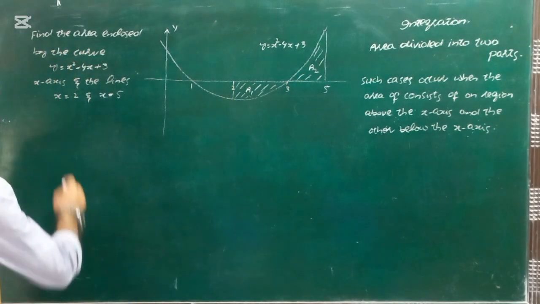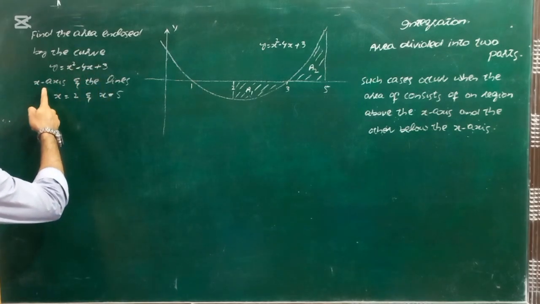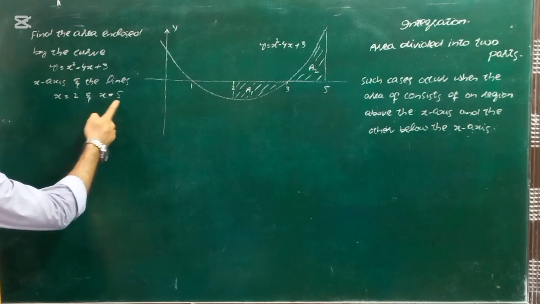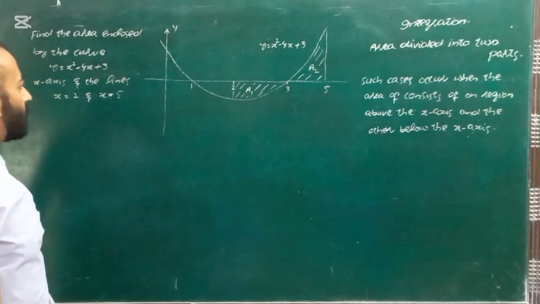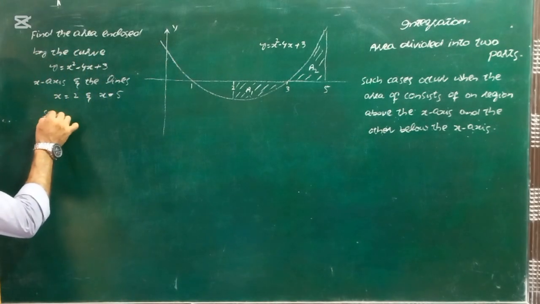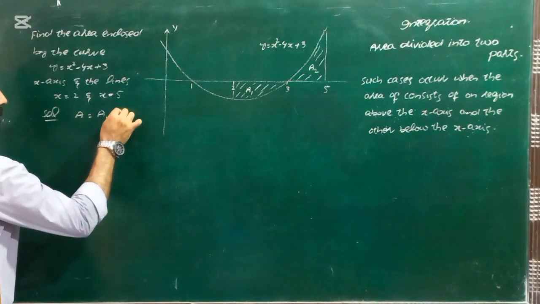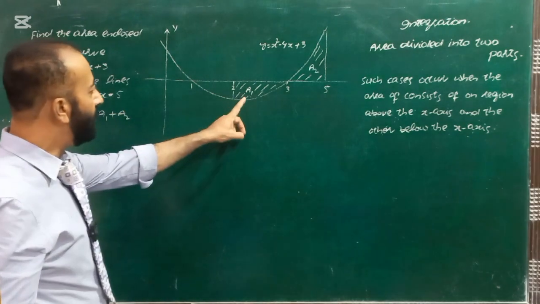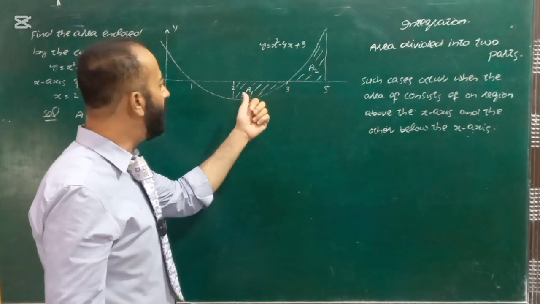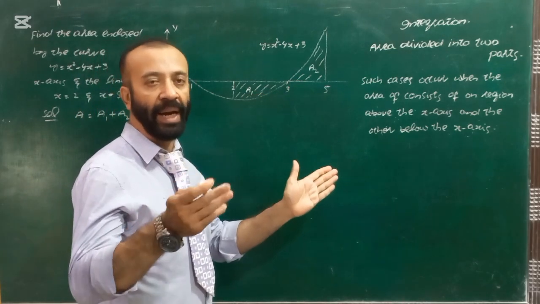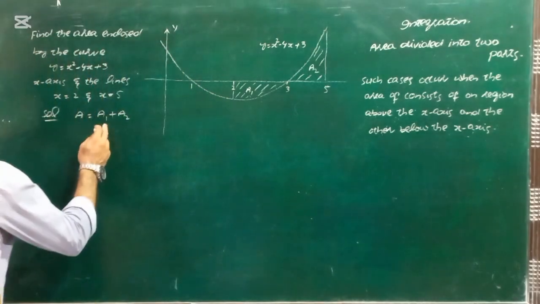So the question is, find the area enclosed by the curve y equals x square minus 4x plus 3, x-axis, and the lines x equals 2 and x equals 5. So from 2 to 5, the area is the requirement. Look now, here is the solution. The required area will be equal to A1 plus A2. A1 is below the x-axis and A2 is above the x-axis. First we will find A1 and A2 separately, and at the end we will add them to find the required area.